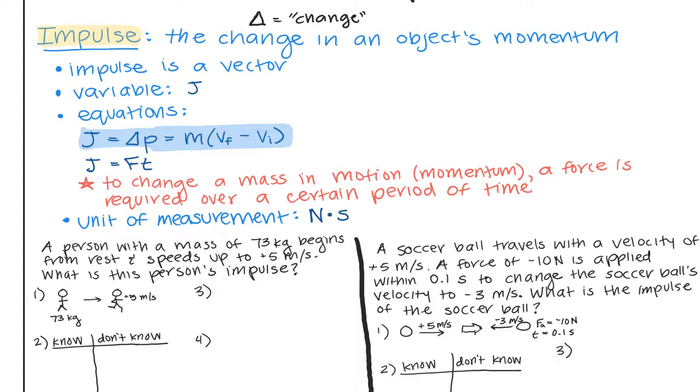So I will make a note that right here in these parentheses, this is a change in velocity. Y'all are familiar with this. Final velocity minus initial velocity. So that is our change in velocity.